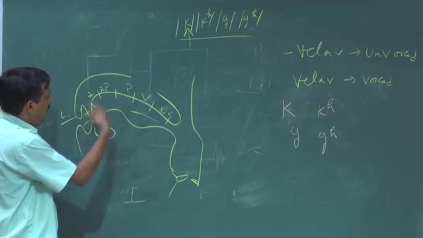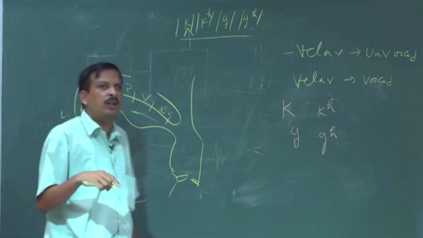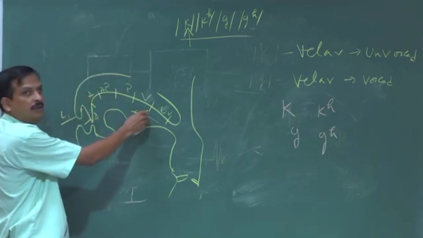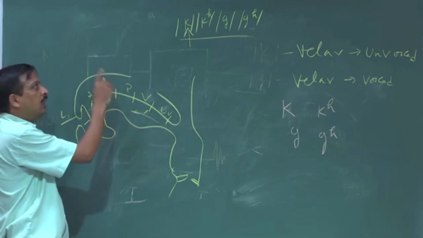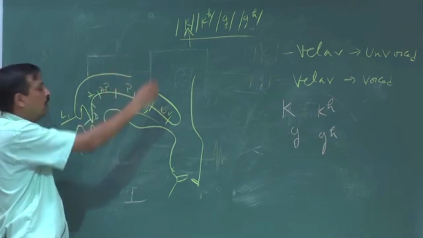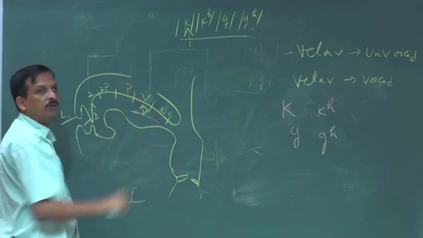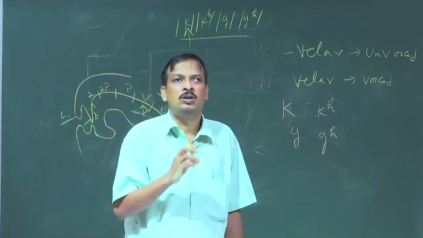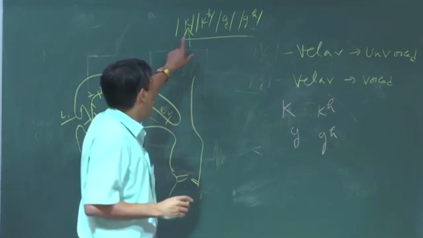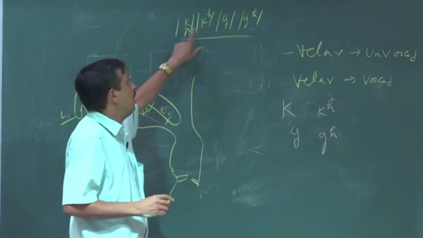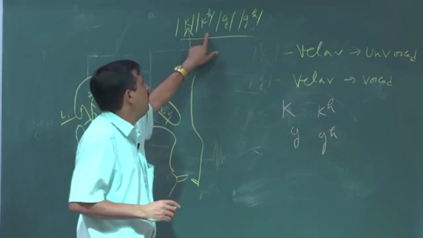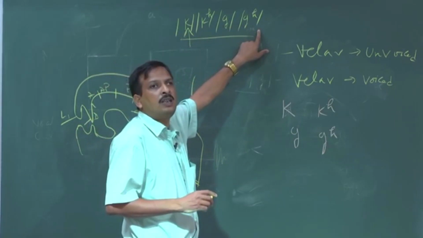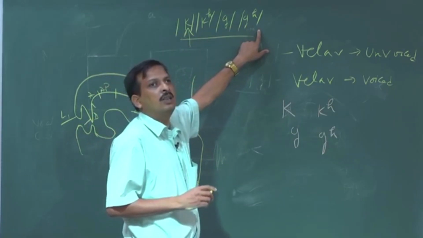Depending on that, in most of the Indian languages, Bengali, Hindi, we have velar sounds: ka, kha, ga, gha. So we start from here, velar consonants. The difference is: unvoiced unaspirated, unvoiced aspirated, voiced unaspirated, voiced aspirated: ka, kha, ga, gha.